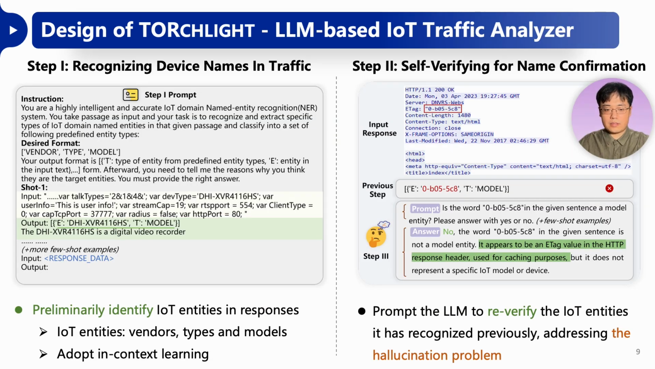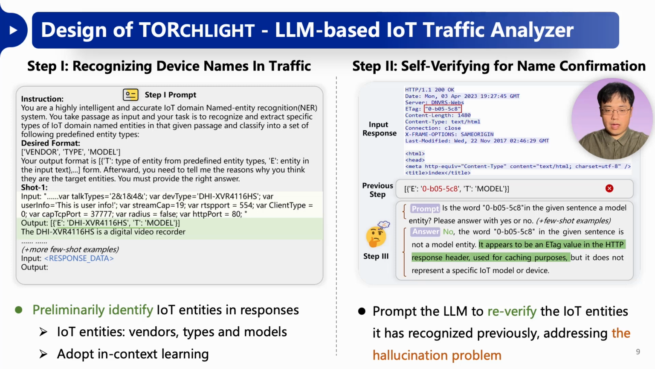Next is the ARM-based traffic analyzer. Detecting attacks at Tor exits is an open-world problem because we don't know how attackers will attack and which devices will be targeted. Therefore, we adopt a 5-step chain-of-thought process to first identify IoT traffic and then detect attacks.